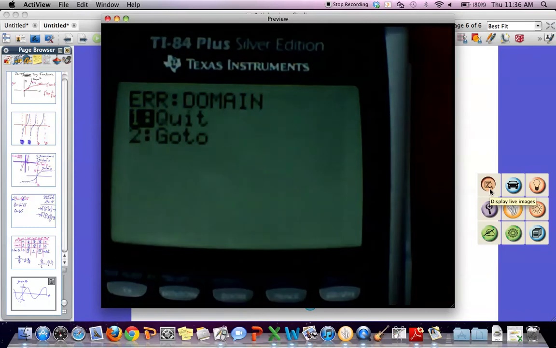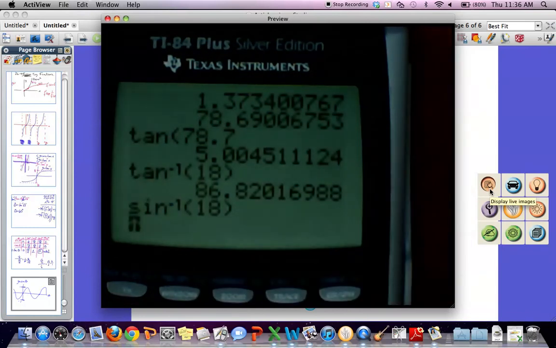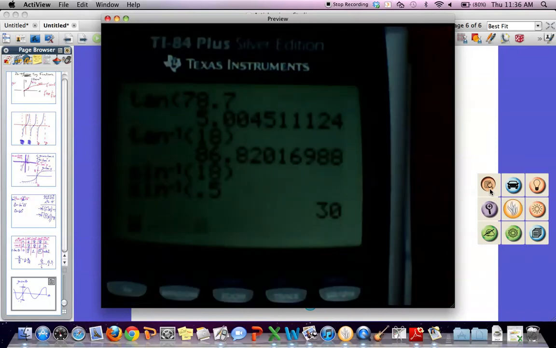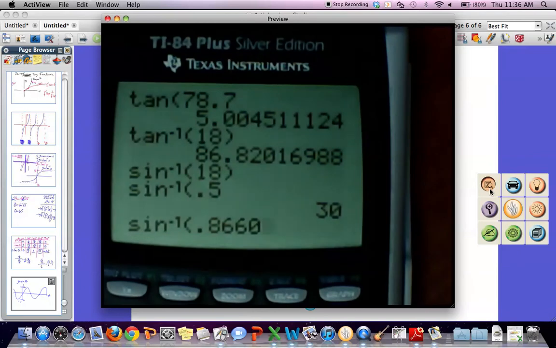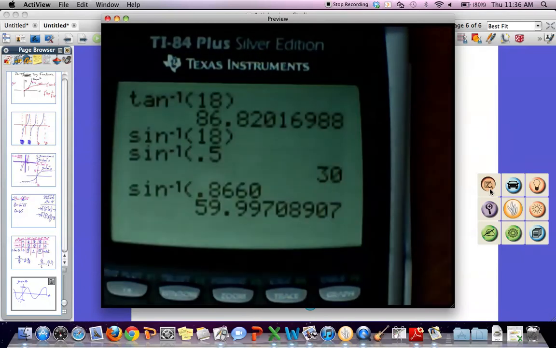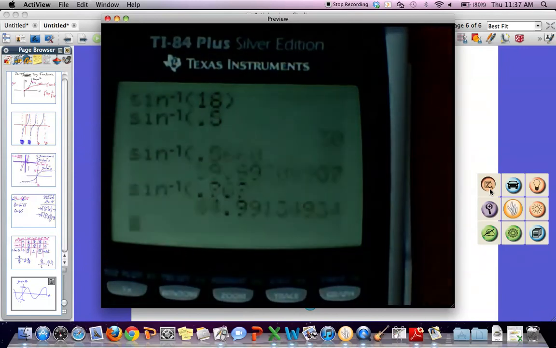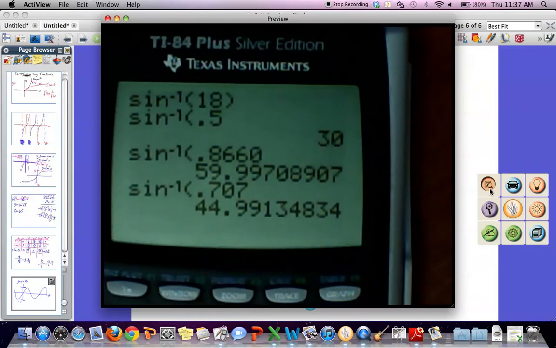If I say inverse sine of 0.5, I expect 30 degrees. Nod if you agree with me, right? So sine of 30 is 0.5. If I say inverse sine of 0.8660, I get almost 60 degrees. The sine of 60 is the square root of 3 over 2, and that's 0.8660. If I did 0.707, that's root 2 over 2. So if I did 0.707, it should say about 45. Almost. Yeah.